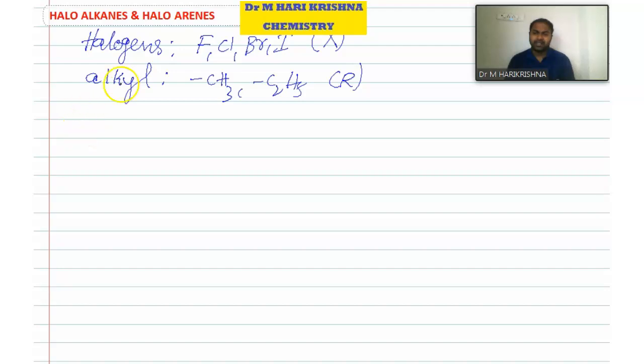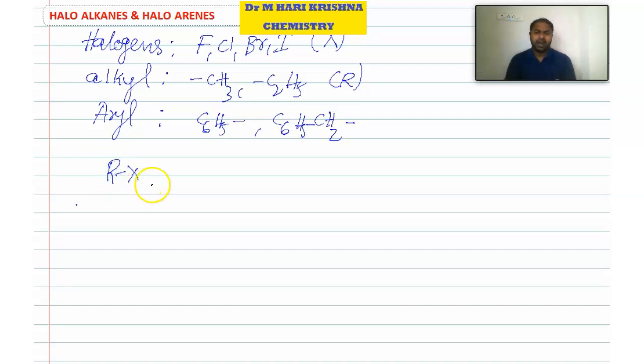Next, aryl means aromatic compounds, like C6H5, C6H5CH2. These are aromatic, so we can call these aryl. So haloalkanes means RX. Here R means an alkyl group. If you take an aryl group, we can call it haloarenes.